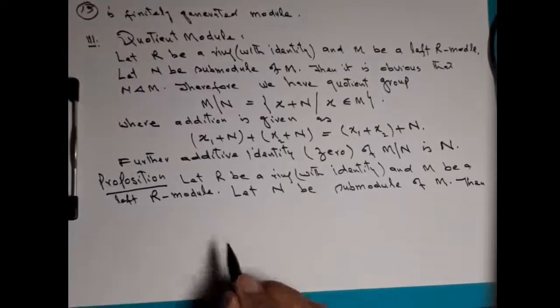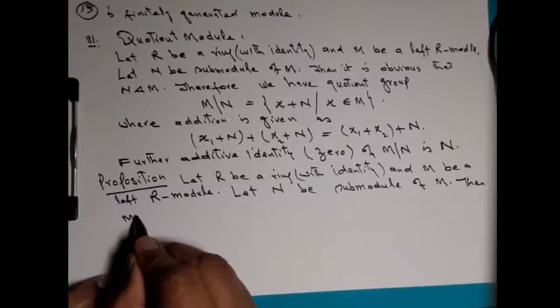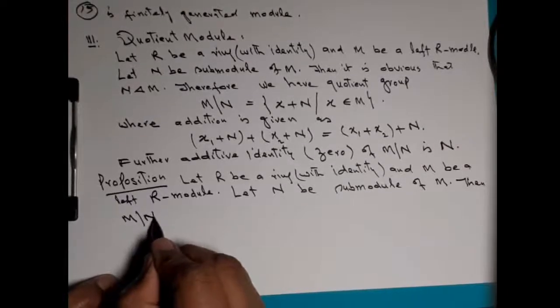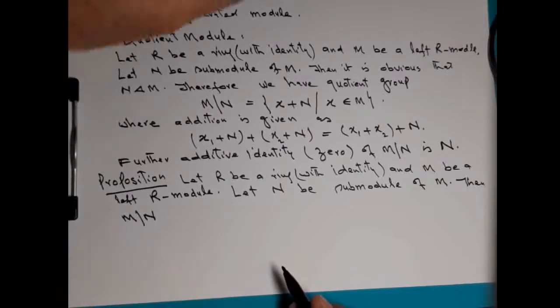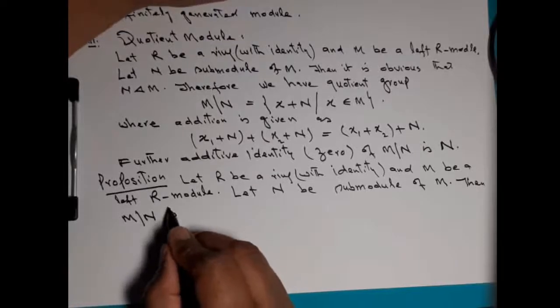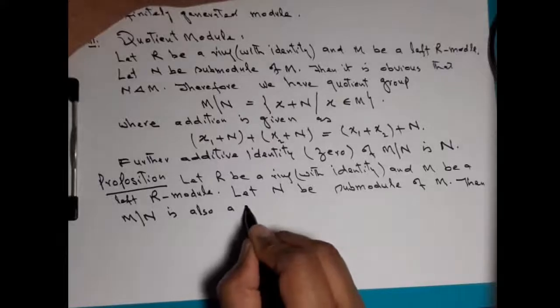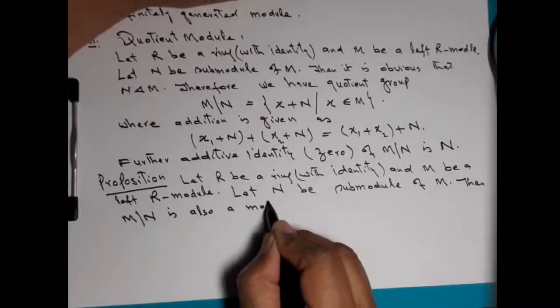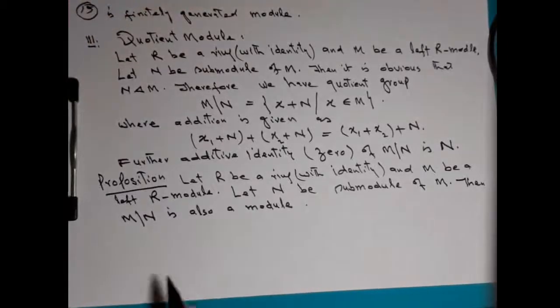the factor group M factor N. N is a normal subgroup of M, so M factor N is defined as a factor group. Then the factor group M factor N is also a module. So we have to prove that M factor N is also a module. Let's prove that.